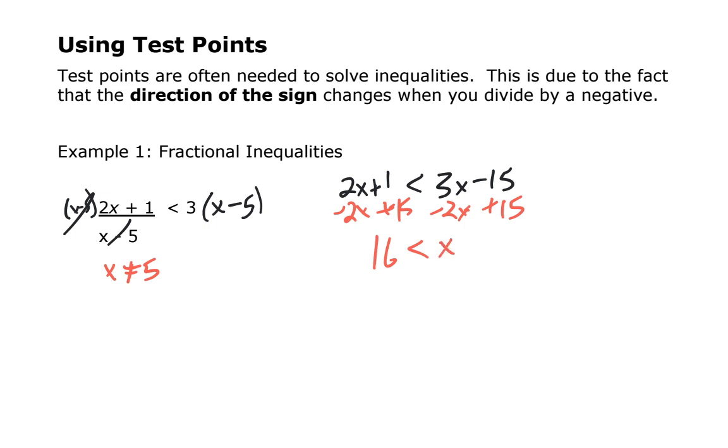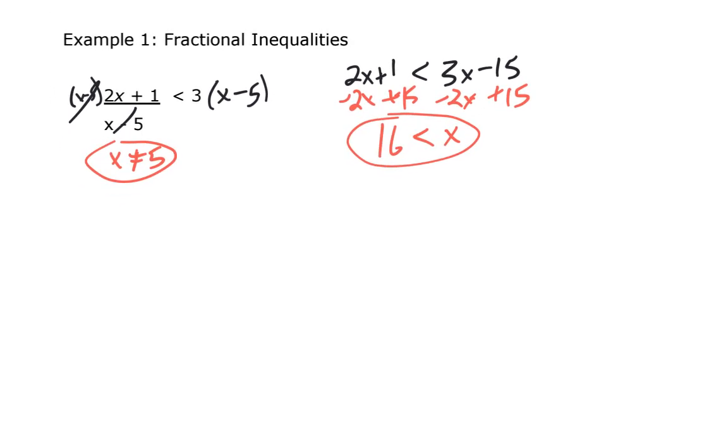Okay, so what we're dealing with in this case is two key interval numbers. We have that 5 that we found from our non-permissible value, and then we get a 16 when we solve the equation. So what we want to do is test the intervals on either side of these key points. It's nice to draw a number line.